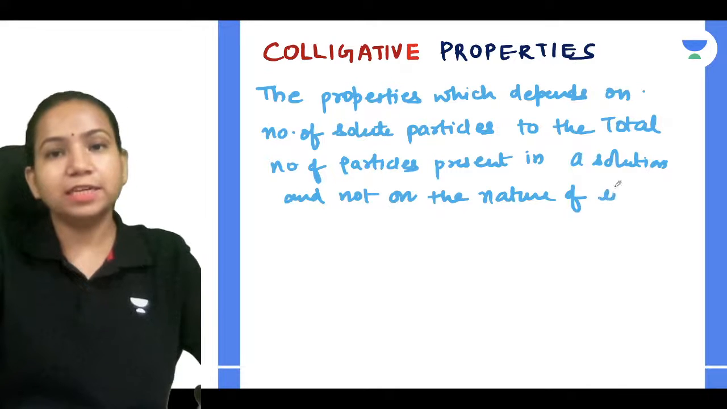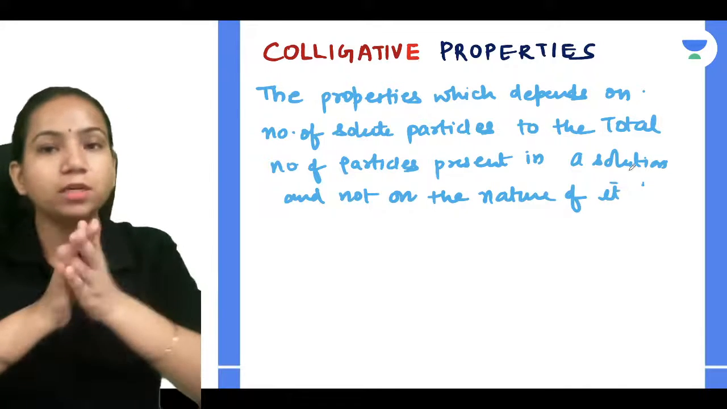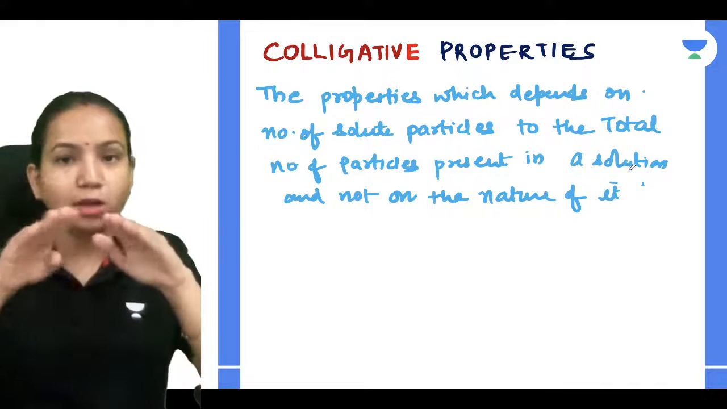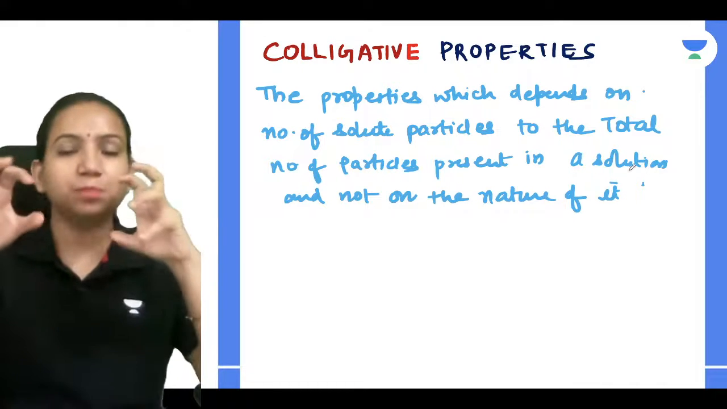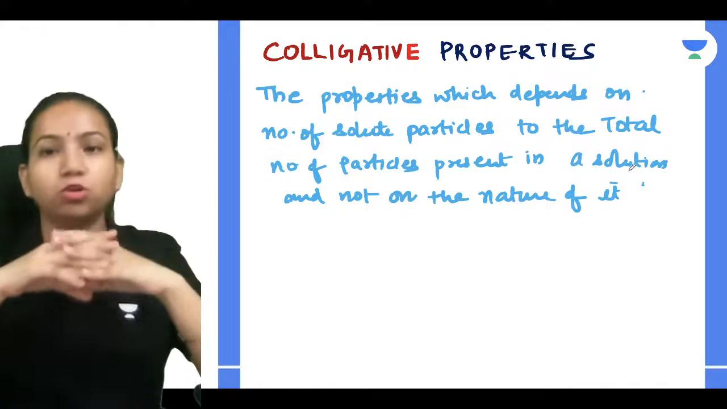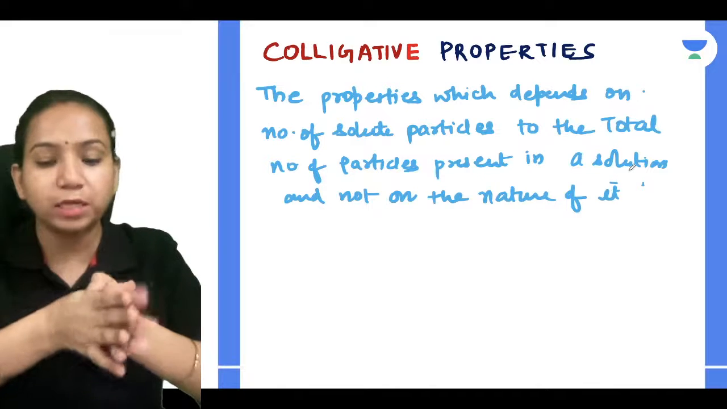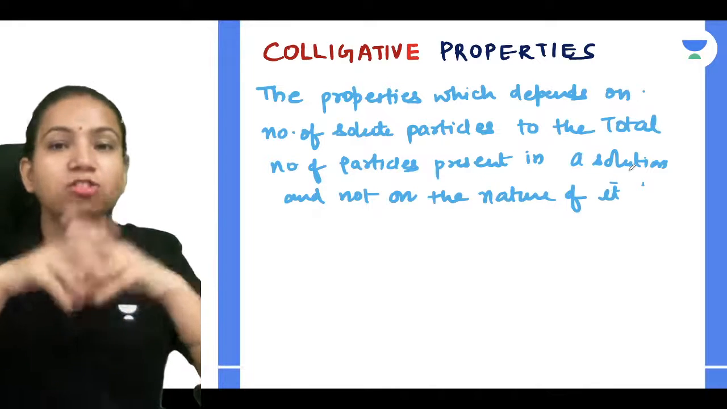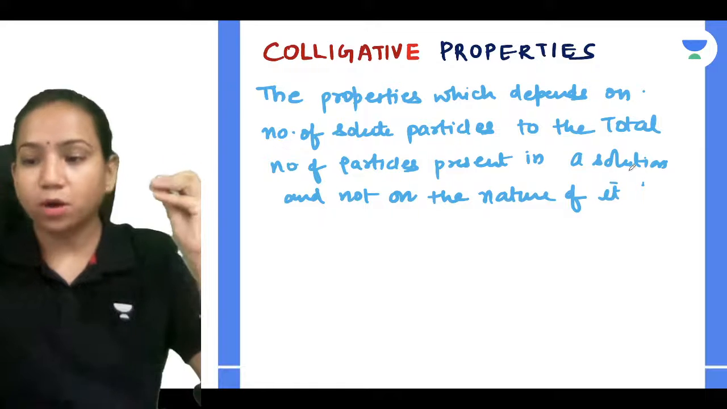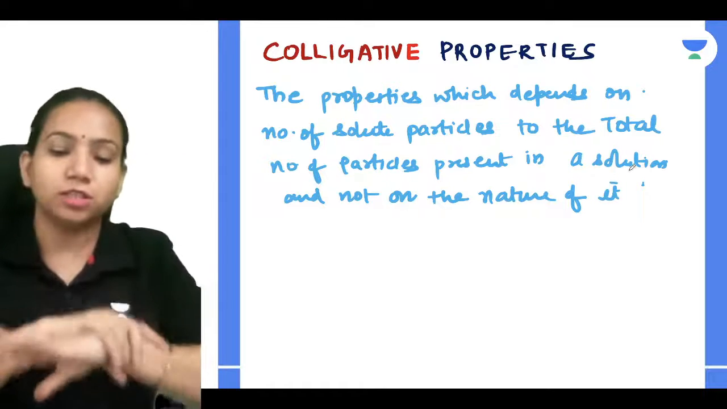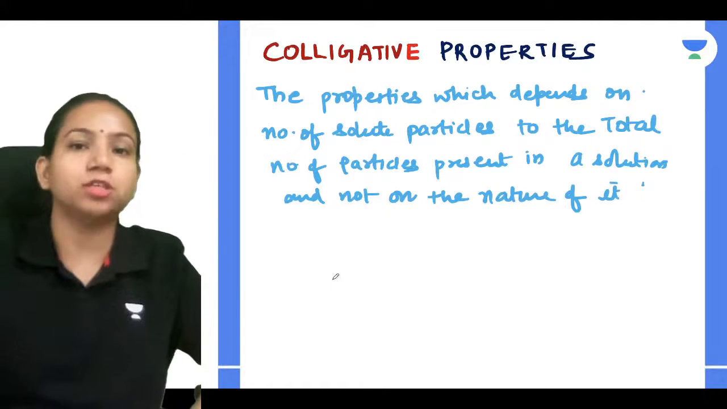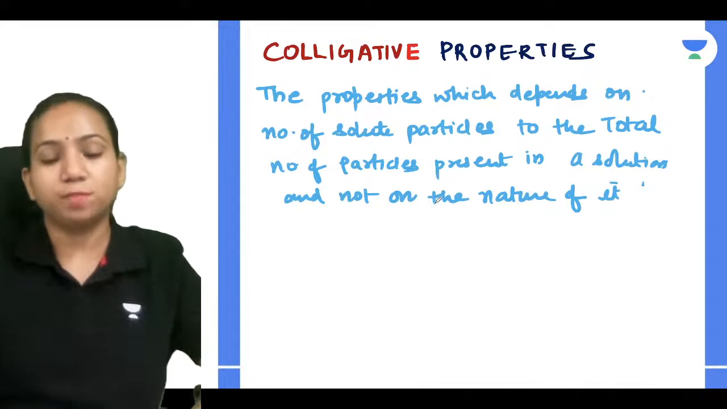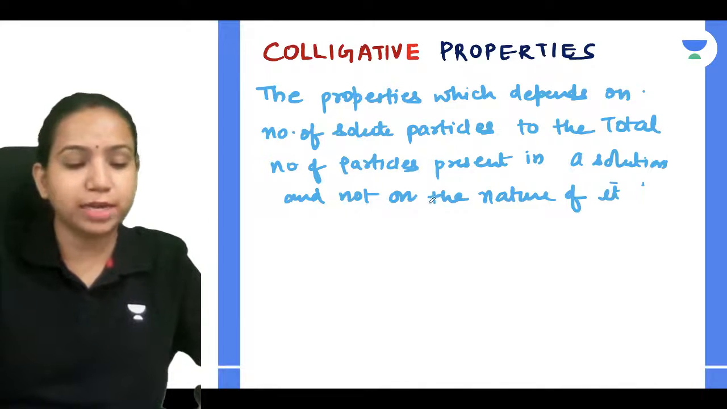So how can you define it? The properties which depend upon the number of solute particles relative to the total number of particles. So basically it depends upon the concentration, that is, how many solute particles there are compared to the total number of particles, but it doesn't depend upon the nature of the particles. What the forces of attraction are doesn't matter. It just depends upon how many solute particles there are out of the total number of particles. Clear with it guys? Very good.